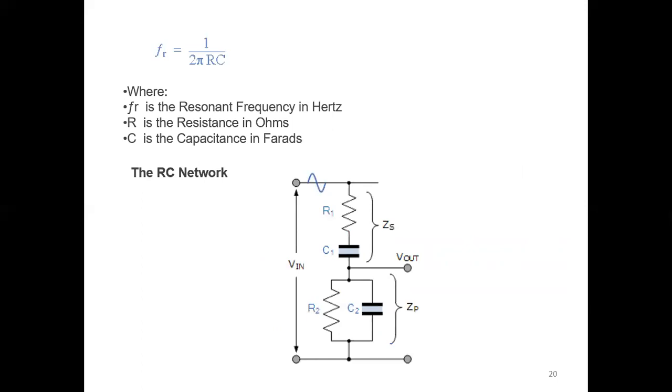So F R is equal to 1 divided by 2 pi RC, where F R is the resonant frequency in Hertz, R is the resistance in ohms, and C is the capacitance in farads.